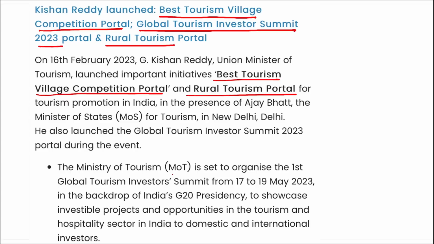If we talk about it, then remember, the Ministry of Tourism is set to organize the first Global Tourism Investor Summit from 17th to 19th May 2023. It is to basically showcase the projects and opportunities in the tourism and hospitality sector in India to both the domestic as well as international investors. Here, the Best Tourism Village competition will have three stages, with entries being accepted at district, state, and national level.